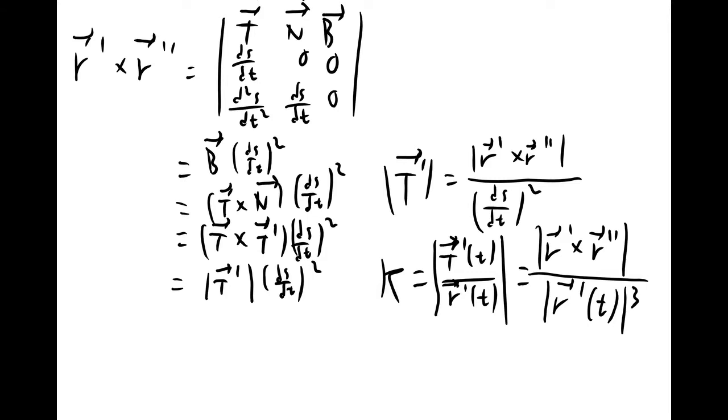And we can rearrange this equation to get the absolute value of T' is equal to the absolute value of r' cross r'' over (ds/dt) squared. And since kappa equals the absolute value of T'(t) over the absolute value of r'(t), we can get the equation: the absolute value of r' cross r'' over the absolute value of r'(t) cubed.